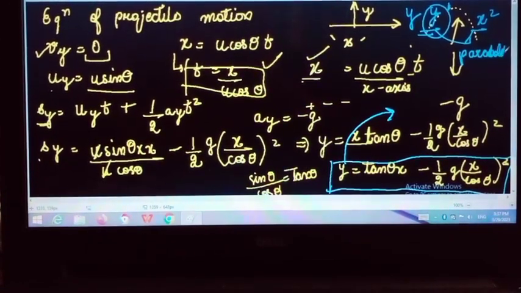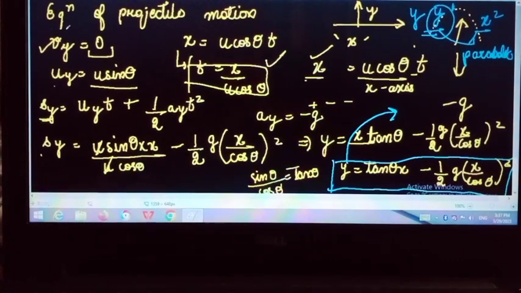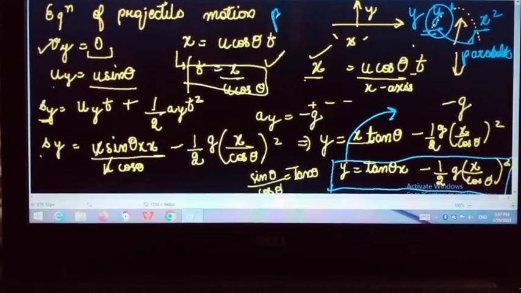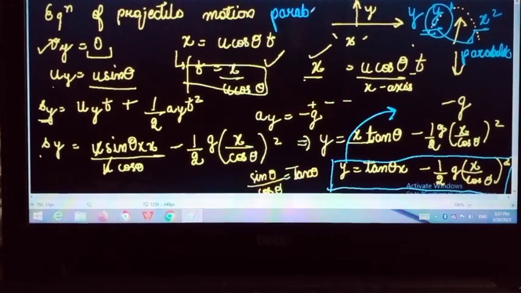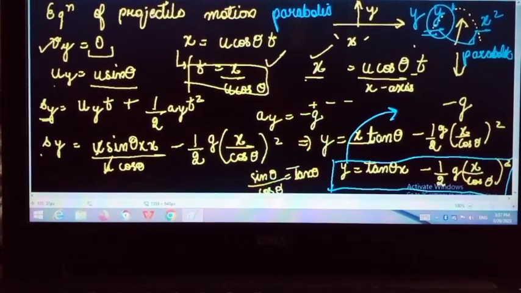So here we can easily infer that this is the equation of projectile motion, and the trajectory exhibited by the projectile is parabolic. This is all about this concept. Now let's move on to another topic. Firstly, we shall discuss time of flight.